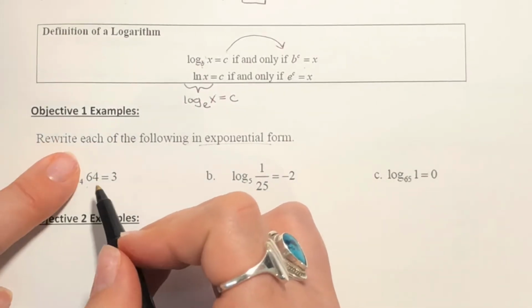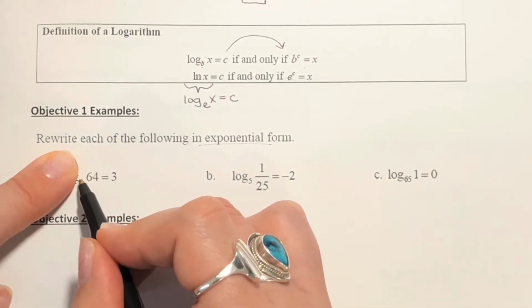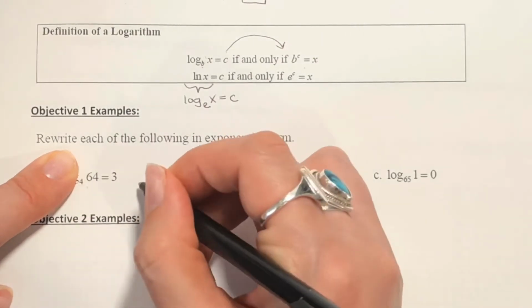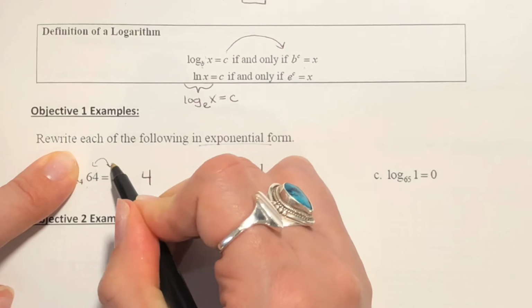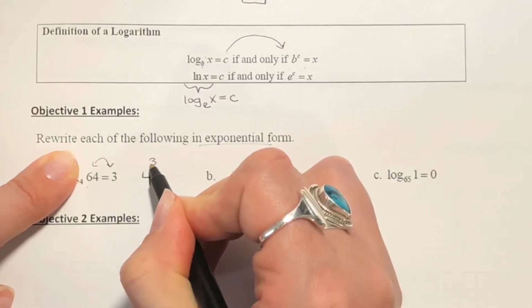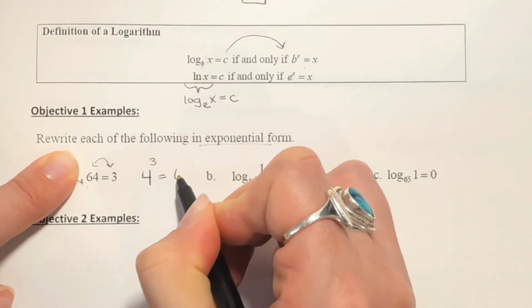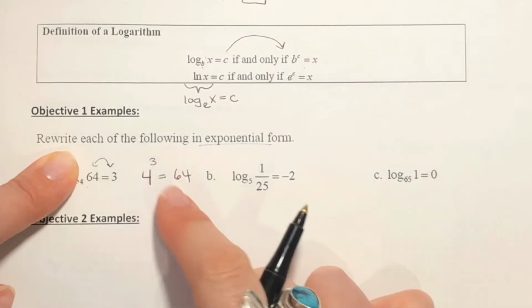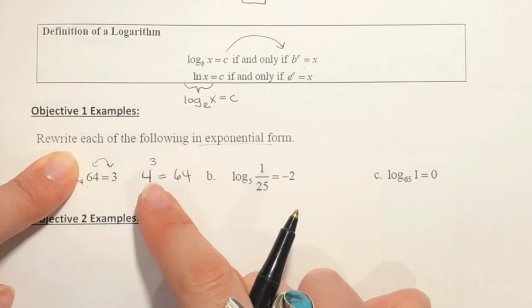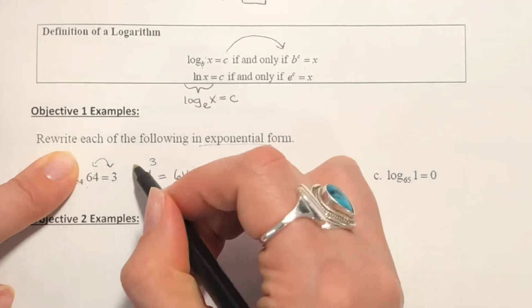So again, my little trick is if this is the base, I'm going to cover up the log. That's going to stay the base of my exponential, but then these two switch places. So 3 is going to become my exponent, and it will equal 64, which is true, right? 4 to the third power is equal to 64. 4 times 4 times 4. So that would just be your answer.